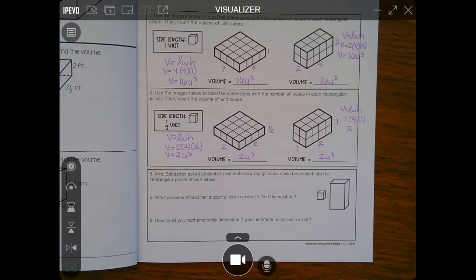What did you come up with? Yeah, they could compare the dimensions and try to just visualize it. Okay, yeah, you could do that. Is there a way to do it mathematically?